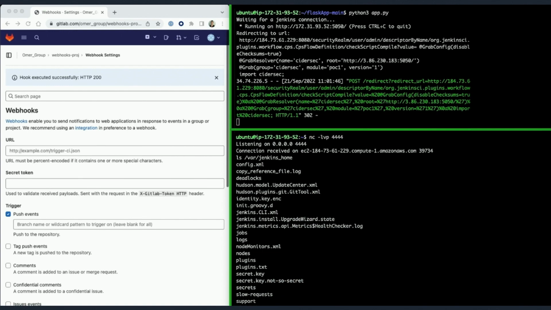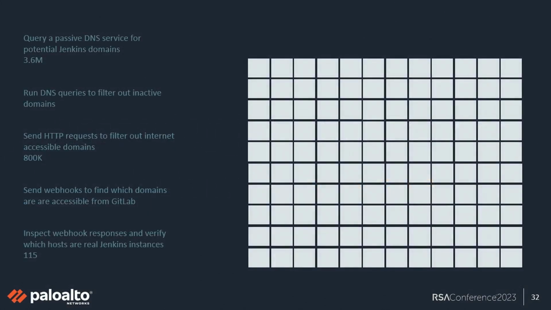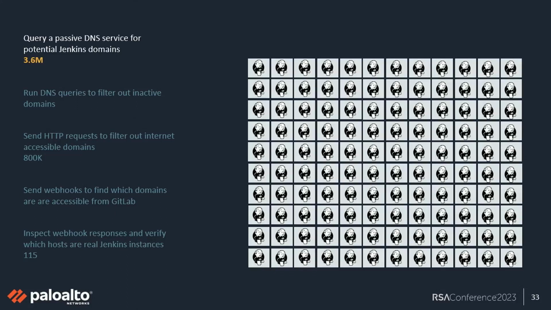Okay, so up until now, we've seen how we can exploit a single Jenkins instance. But the next thing we wanted to do in our research is to see how can we access internal Jenkins instances at scale. So we did a little bit of scripting, and we came up with a methodology to do it, and let's go through it. So first thing we did is we subscribed to a passive DNS service that allowed us to query their database for domains, and we queried it for domains that contain the name Jenkins. We got back 3.6 million domains.